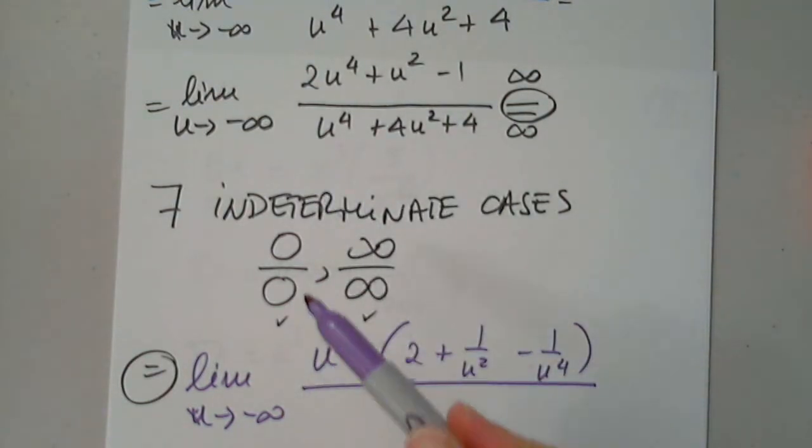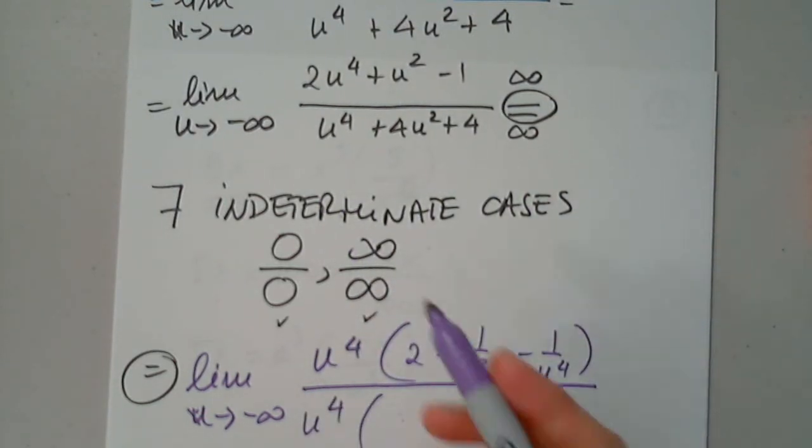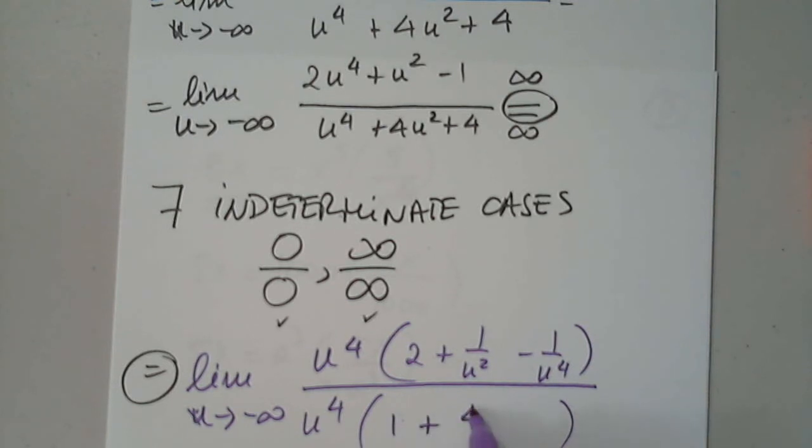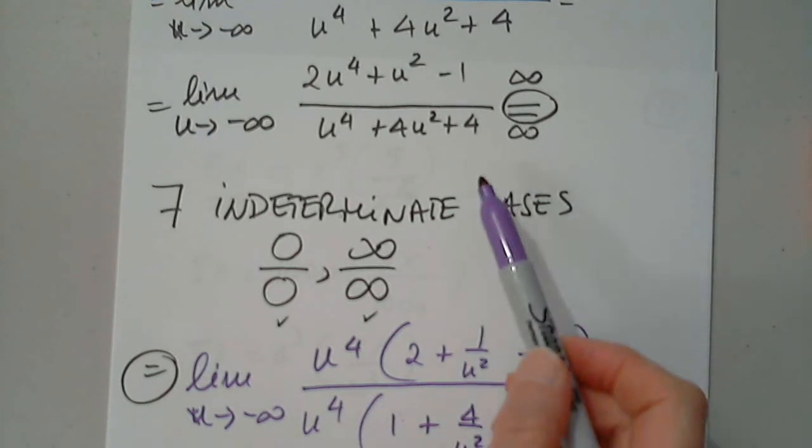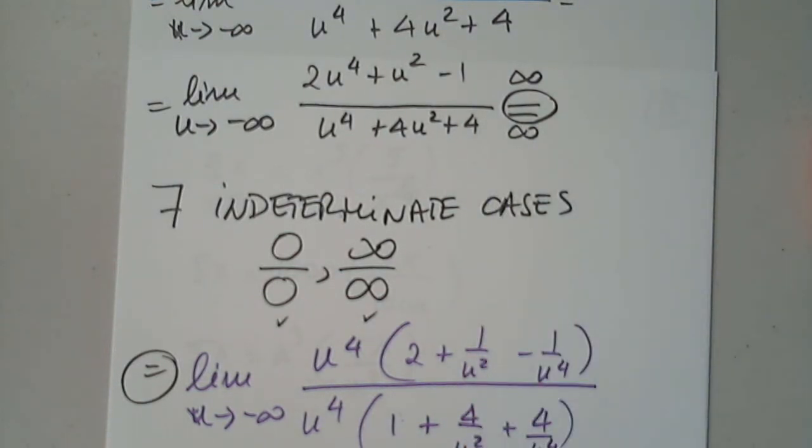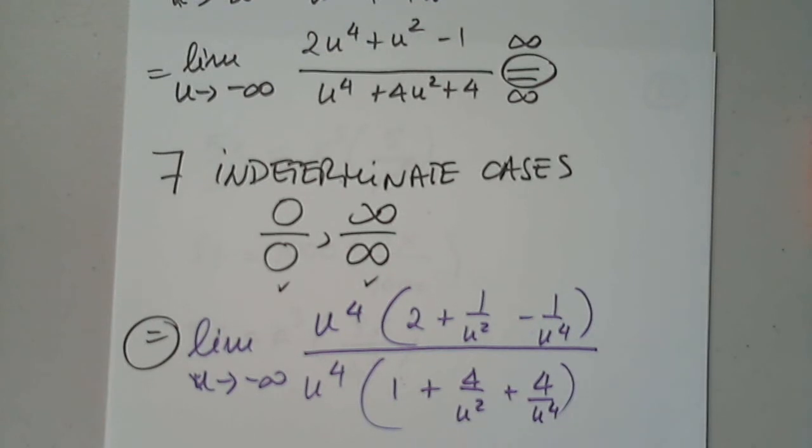I will repeat the same process because it happens that the degree is the same, u to the 4th. Can I? Yeah, of course. 1 plus 4 over u squared plus 4 over u to the 4th. Does it work? Of course. U to the 4th times 1 is that. U to the 4th times 4 over u squared, when I simplify these two, I get 4u squared. And when I multiply these two, I get back 4. And now, yes, that's what I was hoping for.